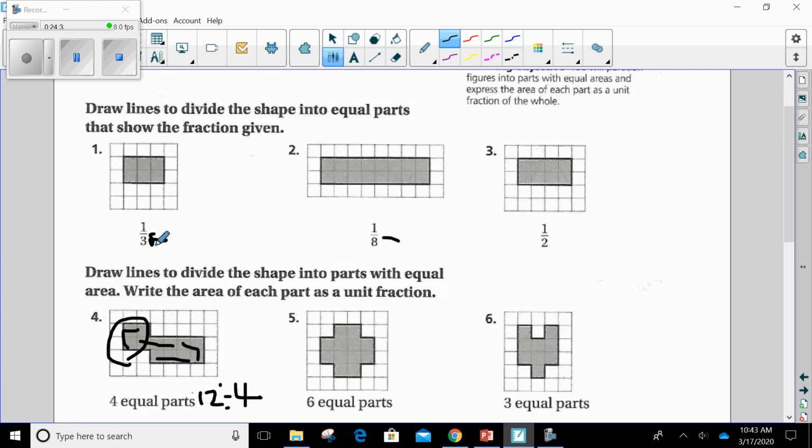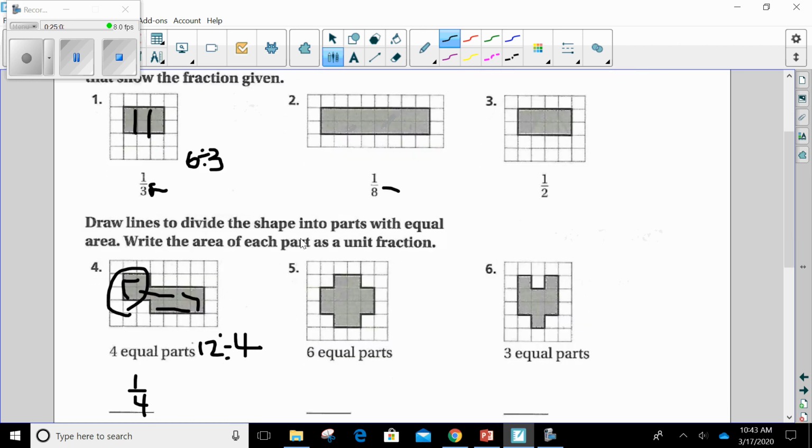Okay, this one, 1/3. Let me go back to it. There are 1, 2, 3, 4, 5, 6 parts. I'm going to divide it into 3 parts. So I have 6 squares divided by 3 because that's what my denominator says. How many are going to be in each part? 2. So I have 1, 2, 1, 2, 1, 2. Okay? That's what I need for you to do.